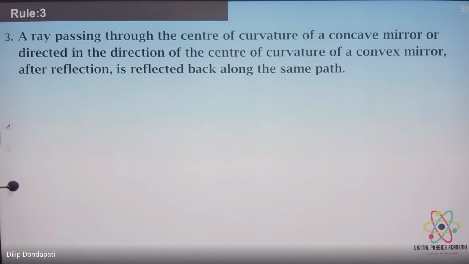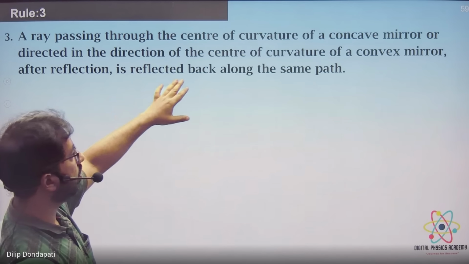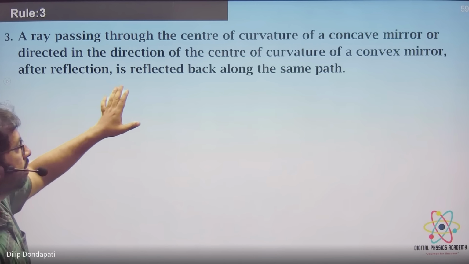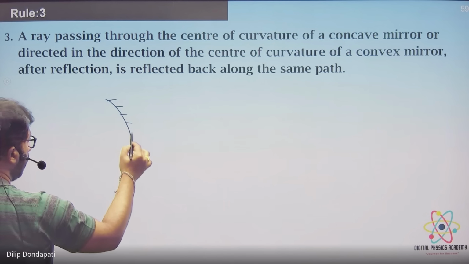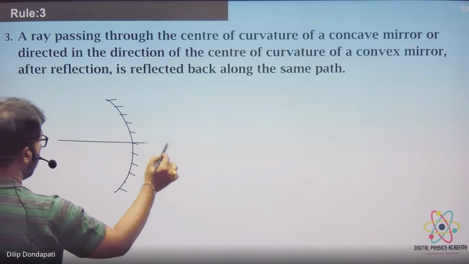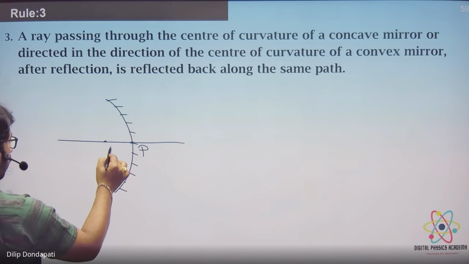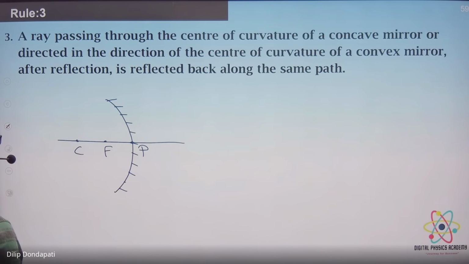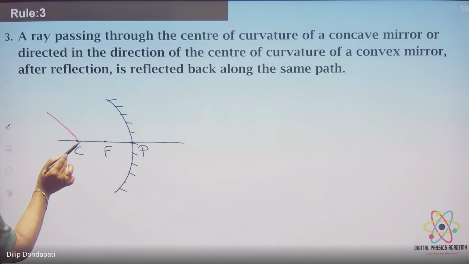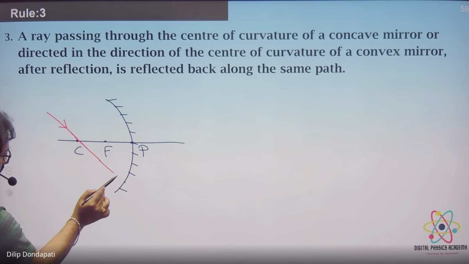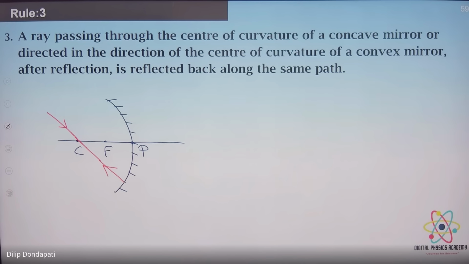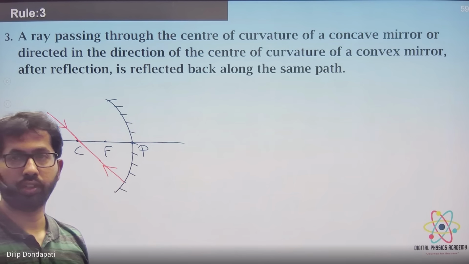A ray passing through the center of curvature of a concave mirror, or directed in the direction of the center of curvature of a convex mirror, after reflection is reflected back along the same path. This is a concave mirror. Principal axis, pole, focus, center of curvature. Now मैं क्या करूंगा? I am passing through the center of curvature. After reflection, it is again reflected back along the same path. That is the rule of center of curvature.